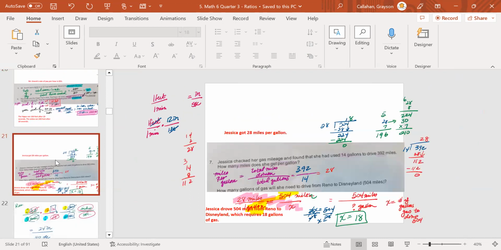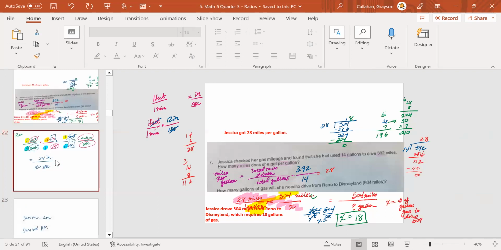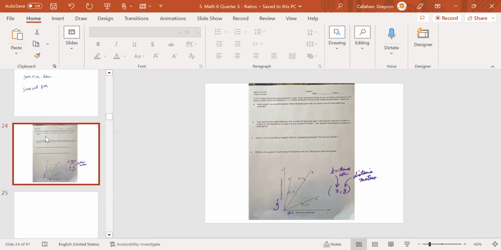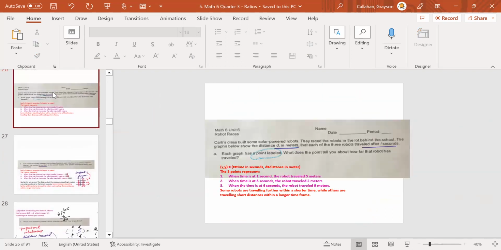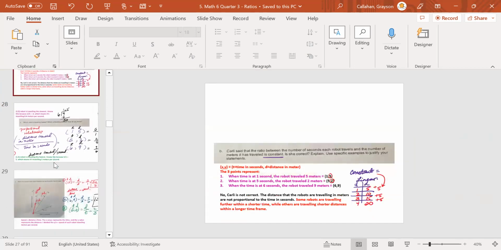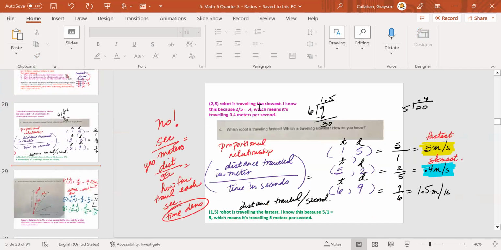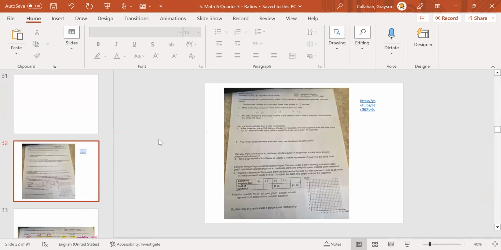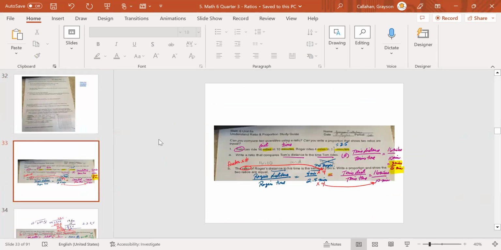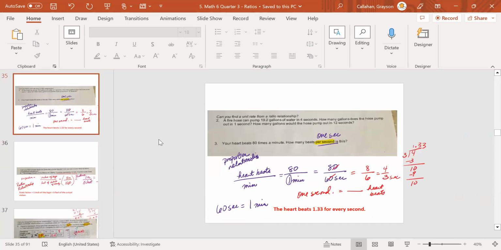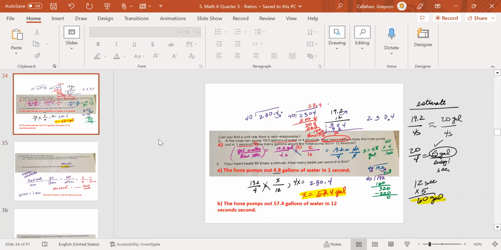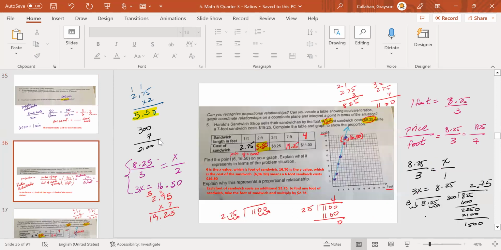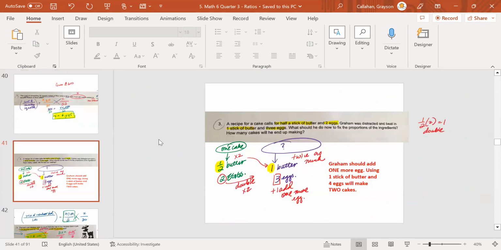Do you remember the one? I don't remember what it was called, but it wasn't this one. Let me see if I can find it. It was like seashells or something. I don't remember which one it was. Hold on. Let me pause this for a second.